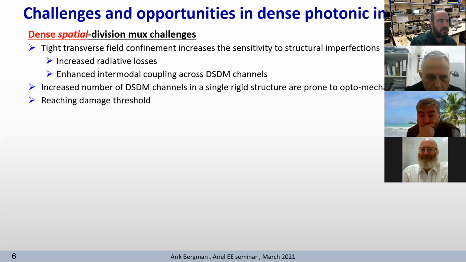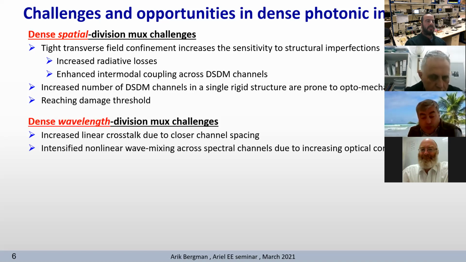The challenges in the spatial domain arise from the tighter field confinement, which increases the sensitivity to the inevitable structural imperfections and results in enhanced scattering when light propagates through. Apart from the obvious detrimental effect of radiative losses, disorder-induced scattering also enhances intermodal coupling across SDM channels. Furthermore, thermally excited acoustic phonons can give rise to dynamic optomechanical crosstalk across larger number of channels. There is also the danger of reaching the damage threshold of SDM fiber amplifiers, for example.